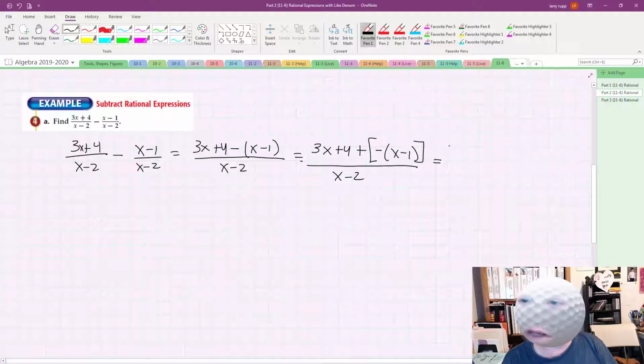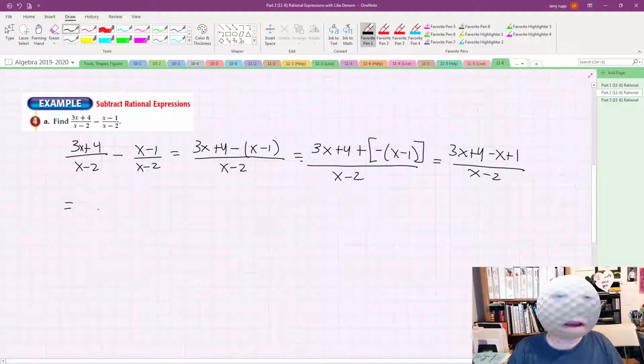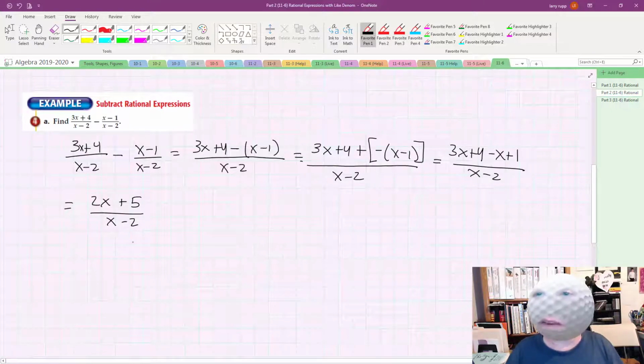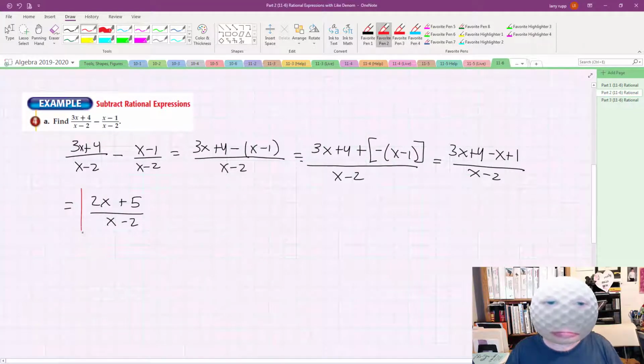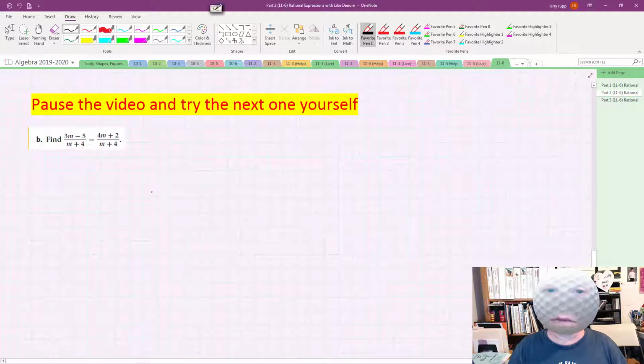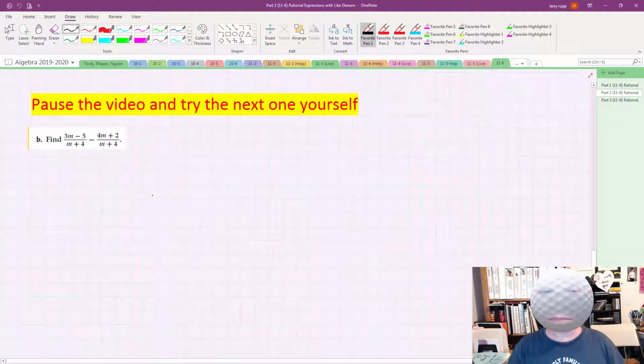So what this comes out to be then is 3x plus 4 minus x plus 1 all over x minus 2. So coming back over here then, we combine like terms, so 3x minus x is 2x, okay, and 4 plus 1 is 5, and that's all over x minus 2, okay? This is your simplified answer. Okay, pause the video, try this one on your own, and see what you come up with.